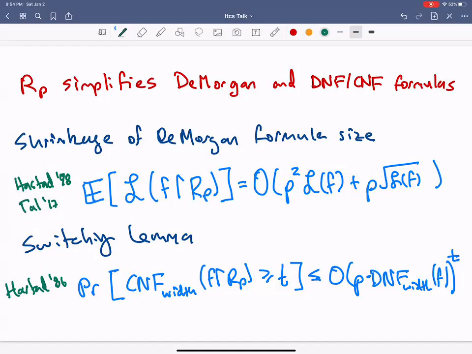Another example of how R_p simplifies formulas is the switching lemma. This is more than just shrinkage in expectation. This gives a tail bound, but it's not in terms of size. Rather, at least in the original version, the switching lemma is in terms of width. If I have a small width DNF formula and I hit it with a random restriction for sufficiently small p, then I look at the resulting CNF width, and you get an exponential tail bound on that quantity.